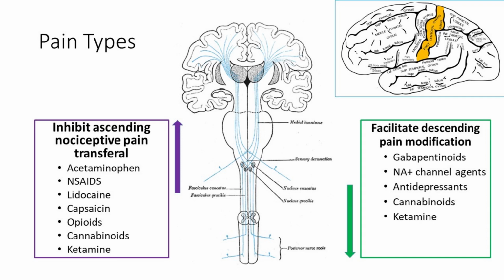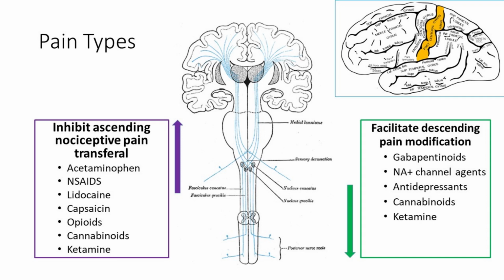Whereas we have another type of medications that facilitate the descending pain modification. These types of medications are gabapentinoids like gabapentin and pregabalin, and sodium channel agents. These are the voltage-gated sodium channel blockers, in particular the antiepileptic drugs carbamazepine, oxcarbazepine, phenytoin, and lamotrigine.